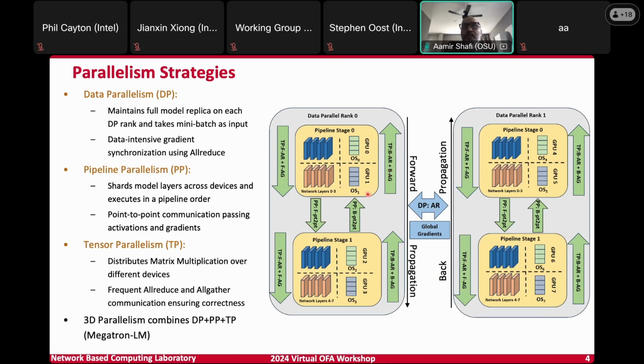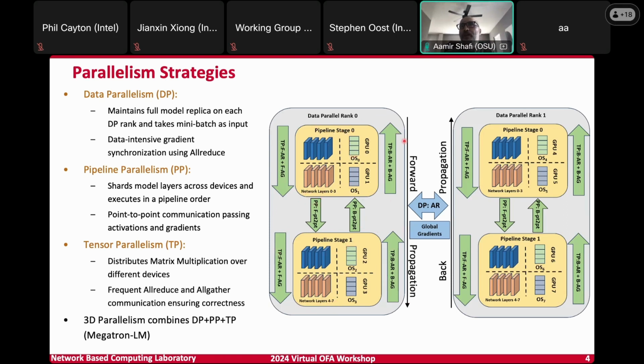But the other approaches used by 3D parallelism are pipeline parallelism and tensor parallelism. The pipeline parallelism is depicted here. Let's focus on the left-hand side, process 0, where we are dividing the full model into two pieces. We are dividing that by network layer. The first 4 layers are what we call pipeline stage 0, and the next 4 layers, from 4 to 7, are stage 1, right?